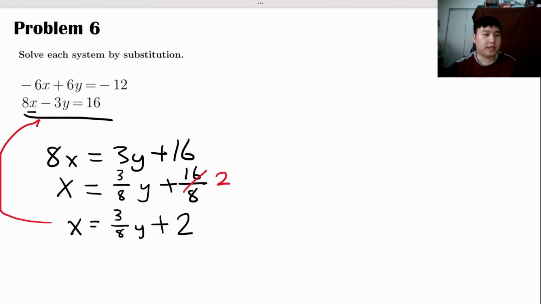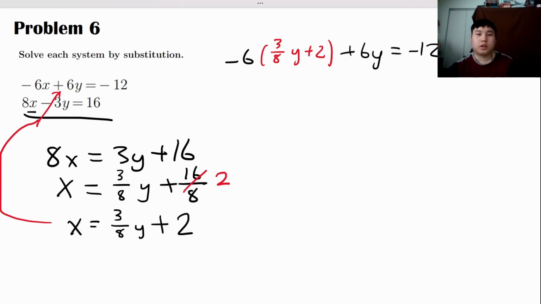So plug that into the first one right here, or the second. Doing that would be negative 6 times 3 over 8 y plus 2, plus 6y equals negative 12. And now be careful of this fraction. Don't get overwhelmed. Negative 6 times 3 over 8: think of the negative 6 as negative 6 over 1. So you do a horizontal multiply: 6 times negative 3 is negative 18 over 8.